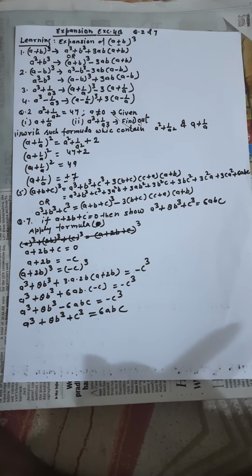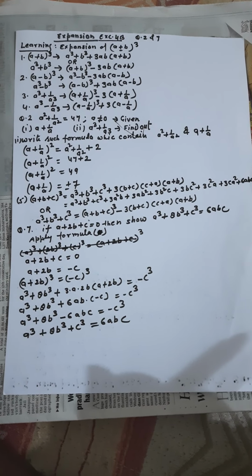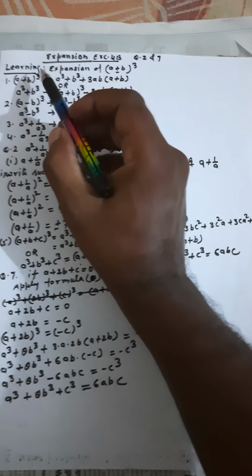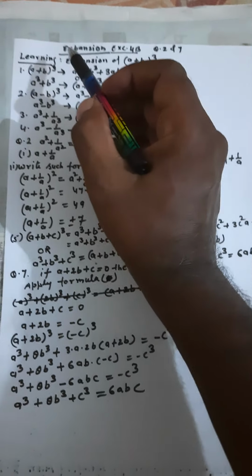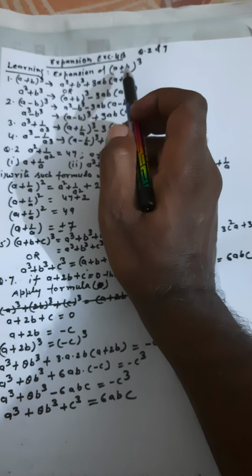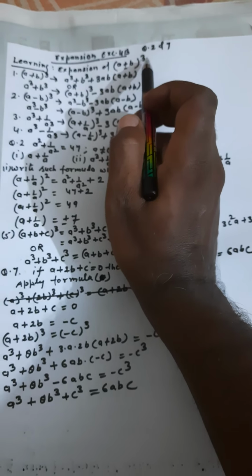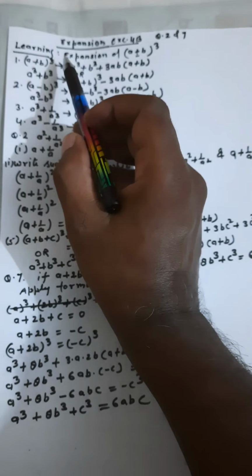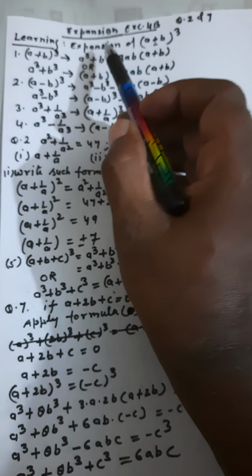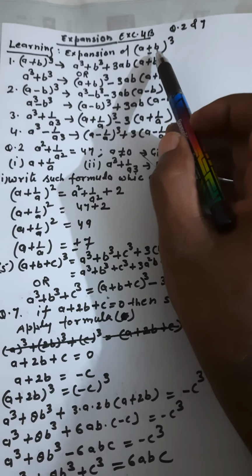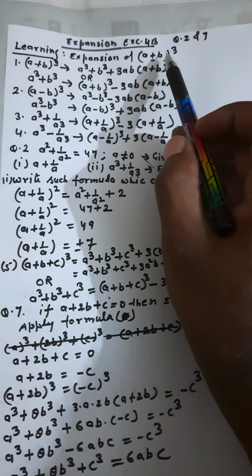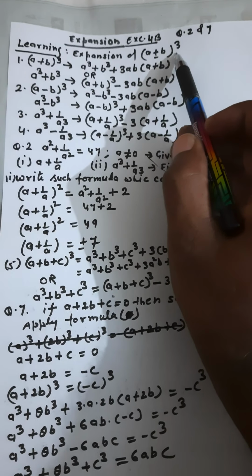Today in this video we are going to discuss exercise 4B. So exercise 4B is based on (a + b)³ or (a − b)³. What we are going to learn in this exercise is how we can expand a formula which is in the format of (a + b)³ and (a − b)³.